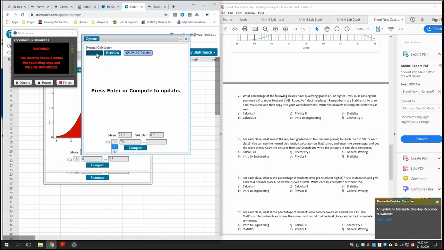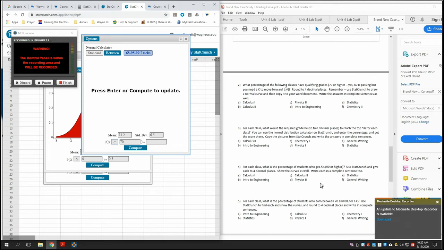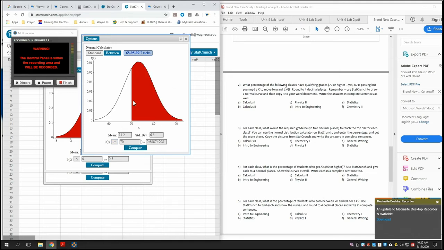The purpose of this option is that you want something or higher. If you want something between, such as in question 5, that's when you would use the between option. So if we compute it, there it is. And then you just copy the image and paste it to your Word document. Now, most of you, I believe, are using Microsoft Word. You can get it for free as a Wayne Community College student. So that'll be a good thing.